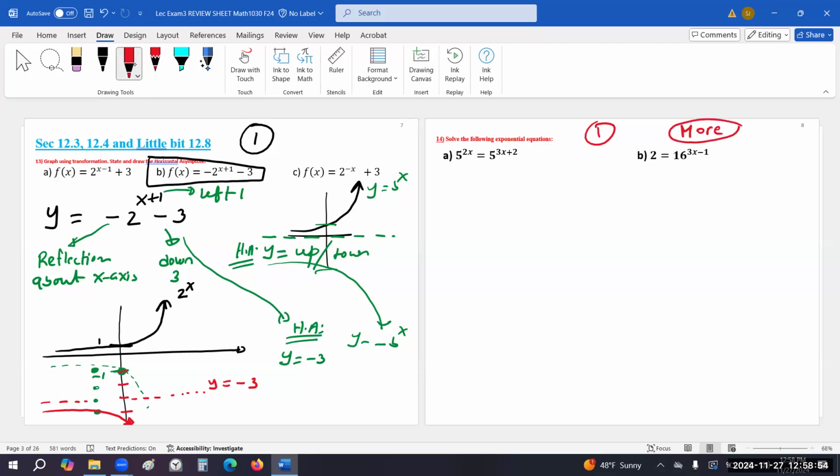So students want this more. I'll take this into consideration.